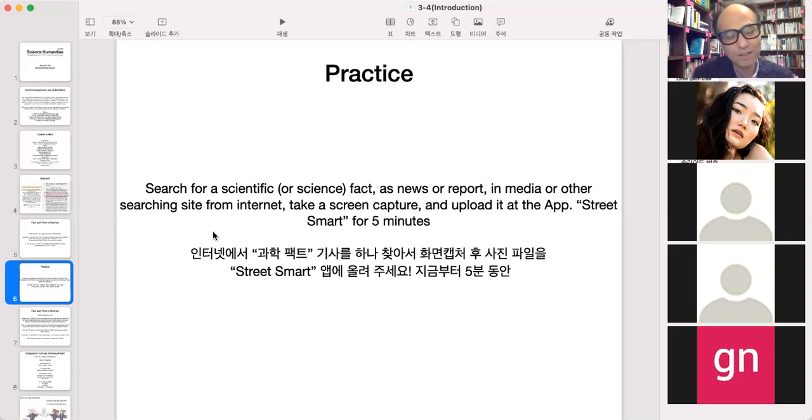When using this app, if you feel there should be some correction or modification, please let me know. Okay, so this is specially designed for the class. So if you have any opinion or suggestion, please let me know so that I can actually ask the developer to modify it for us.